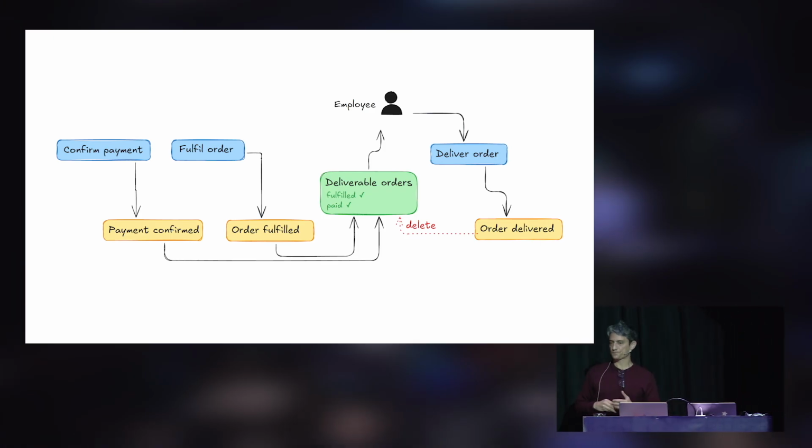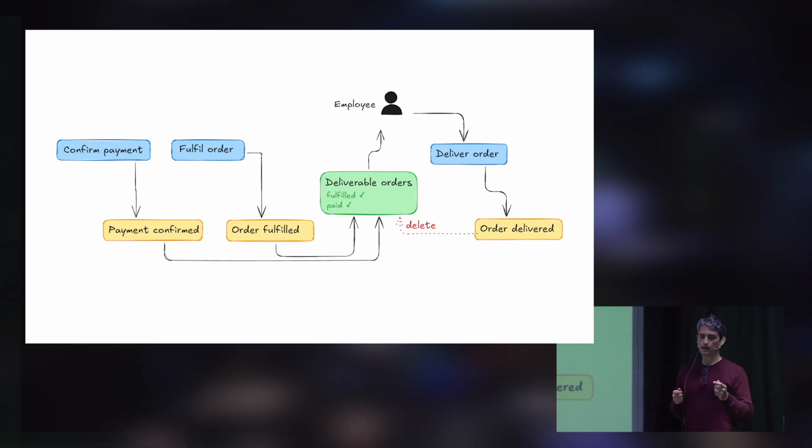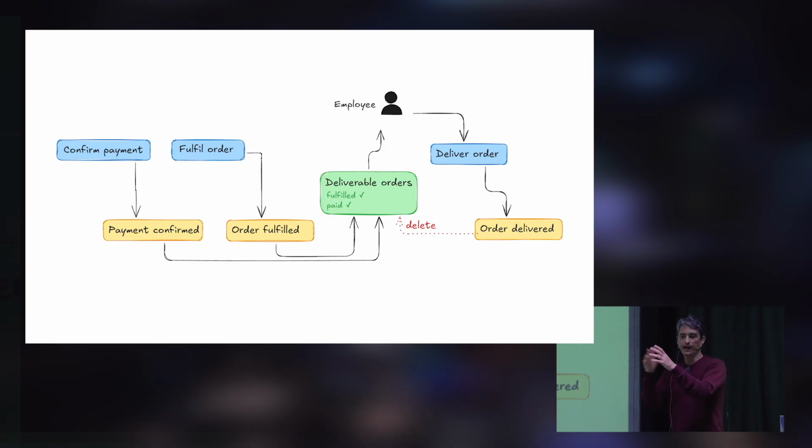So here, the new feature that I need is that, okay, I can confirm the payment. I can also fulfill the order. But now I want to listen to those two things. And once an order is both paid and fulfilled, I want to put it in a list of orders that are ready to deliver back to the customer. And because the payment and the order run concurrently, those two events can arrive at any time, right?